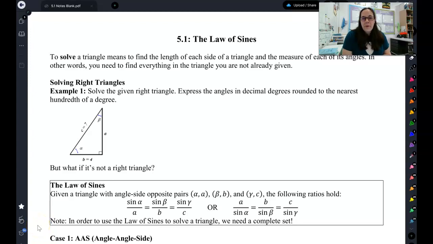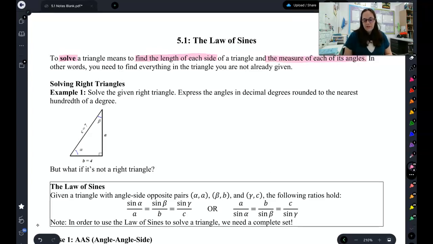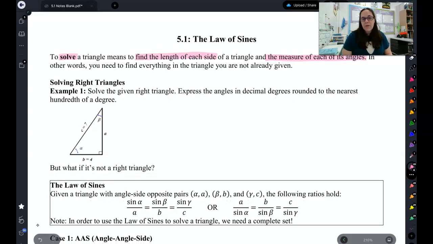Welcome to lesson 5.1. In this lesson, we're going to talk about solving triangles. So let's start with defining what it means to solve a triangle. If I ask you to solve a triangle, I'm asking you to find the length of each side of the triangle and the measure of each of its angles. That is how you solve a triangle. You need to find all the sides and all the angles.